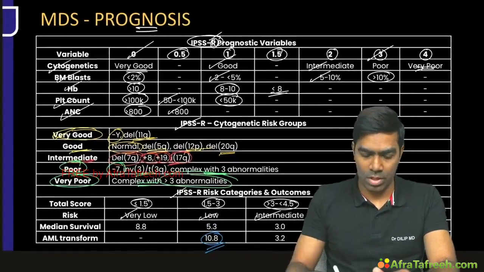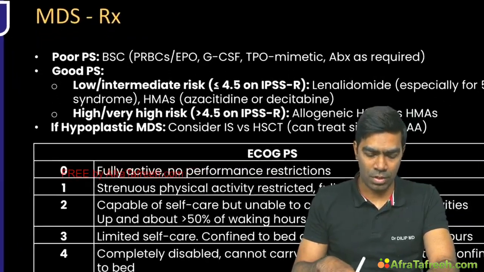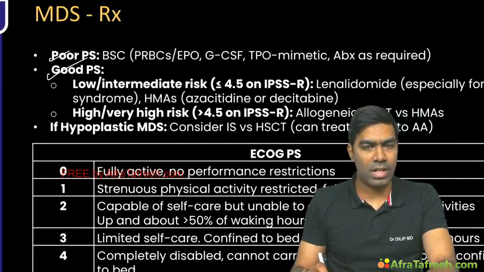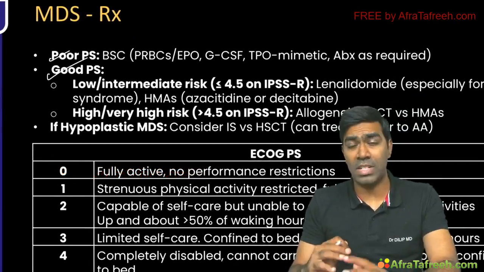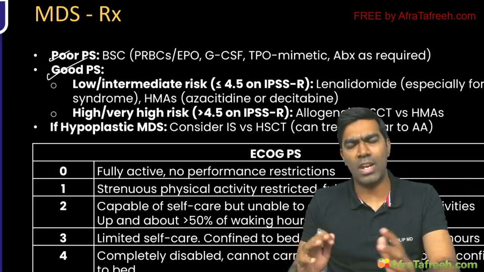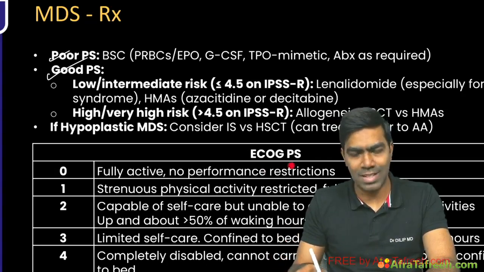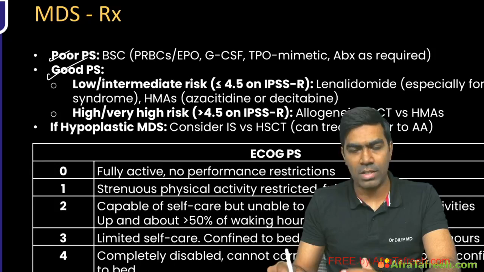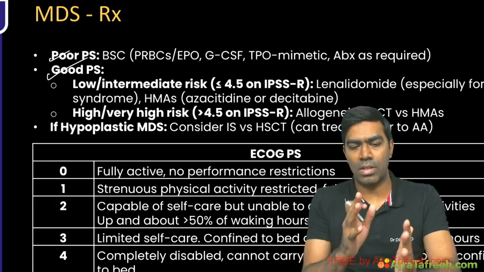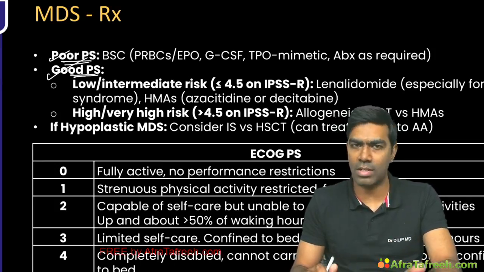Okay. Now let us talk about the treatment of myelodysplastic syndrome. First of all, you need to know the performance status of the patient. Consider whether the patient has multi-organ failure, lots of comorbidities, or is very old, elderly, or frail. You can also use ECOG or Karnofsky performance status. If the patient is in the ECOG 3-4 range, it indicates a poor performance status. If the patient belongs to ECOG 0 to 2, it indicates a good performance status.